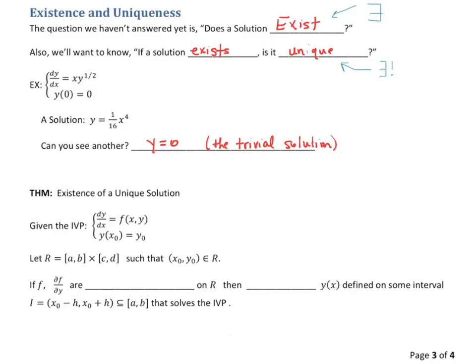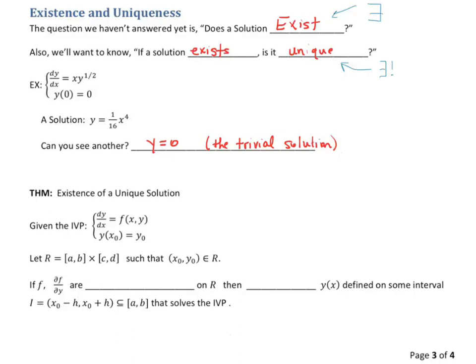Now, I'm not using the phrase linearly independent here. I'm just saying two different functions, not identical functions. The only place these two functions agree is at 0. Everywhere else, these two functions have different values. So these are not identically the same function in any way, shape, or form. You've got y is equal to 0 and y is equal to 1/16 x to the 4th. So it's apparently possible to have initial value problems that have multiple solutions.